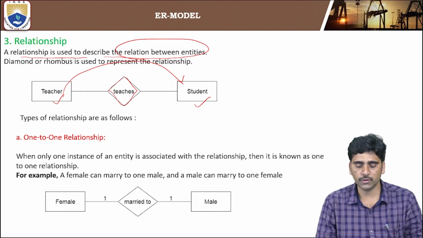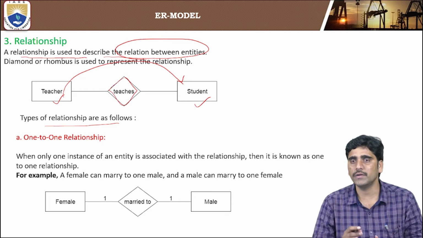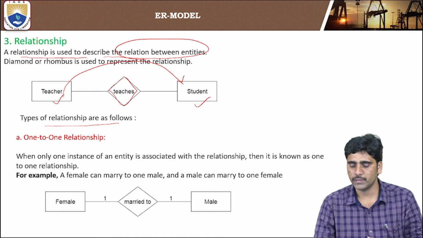So from this point of view, we can see different types of relationships. The first one is the one-to-one relationship. The second one is the one-to-many relationship. The third one is the many-to-one relationship. And the fourth one is the many-to-many relationship.